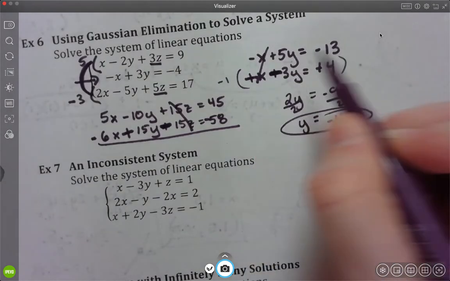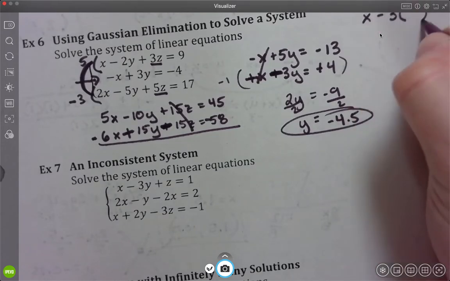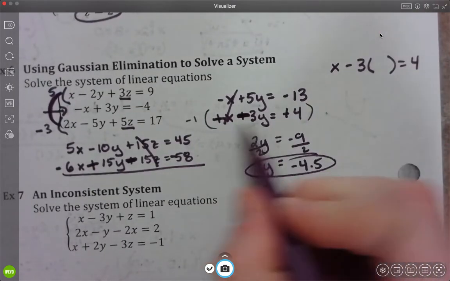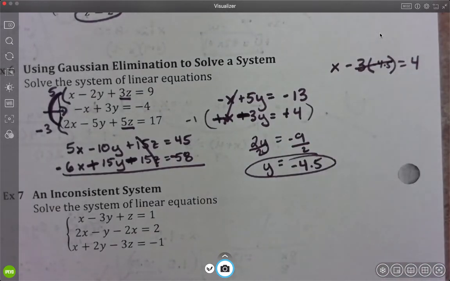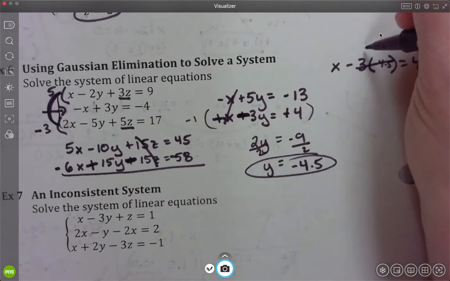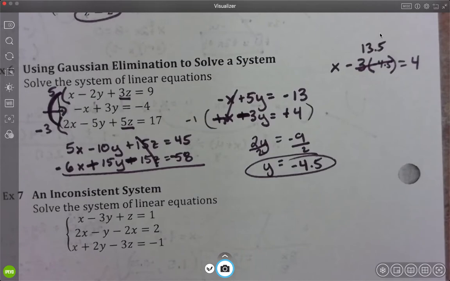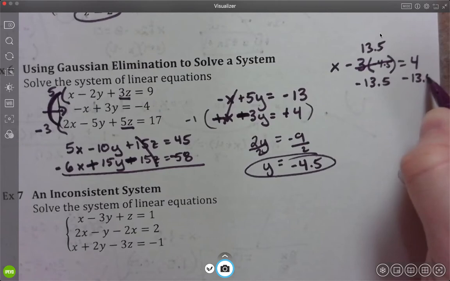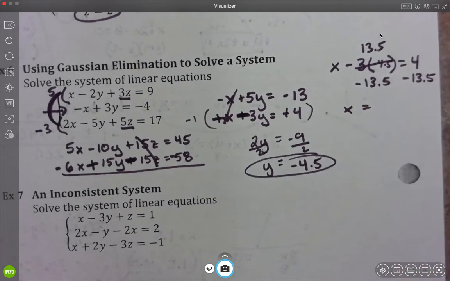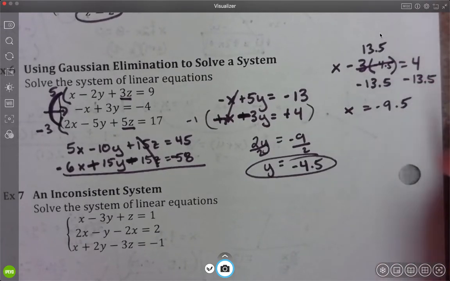So let's go with this equation: x minus 3y equals 4. That's what my second equation was. And I can plug in -4.5. Okay, -3 times -4.5 is positive 13.5. Then I'm going to subtract 13.5, and I get x equals 4 minus 13.5, which is -9.5. That's what my x is.